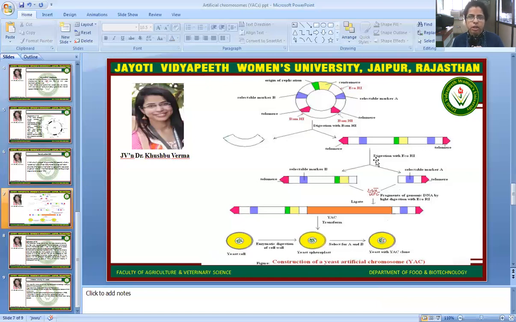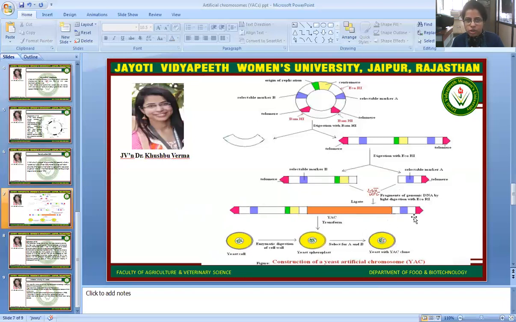Next, again digestion, but with a different restriction enzyme, EcoRI. It will cut here and make a large arm and a short arm. The large arm will have selectable marker B and the small arm will have selectable marker A. On the other hand, fragments of genomic DNA, which is the target DNA, will also be digested with EcoRI and will create sticky ends. Then this target DNA will be ligated in between the large arm and short arm, and we get a recombinant YAC vector having the gene of interest.